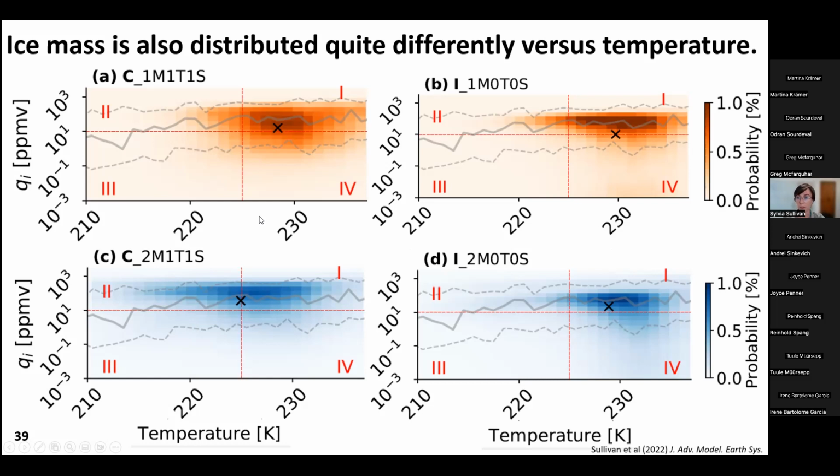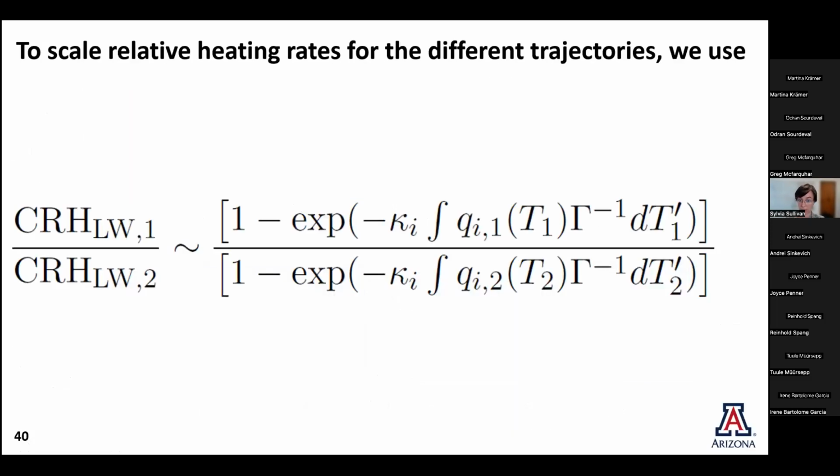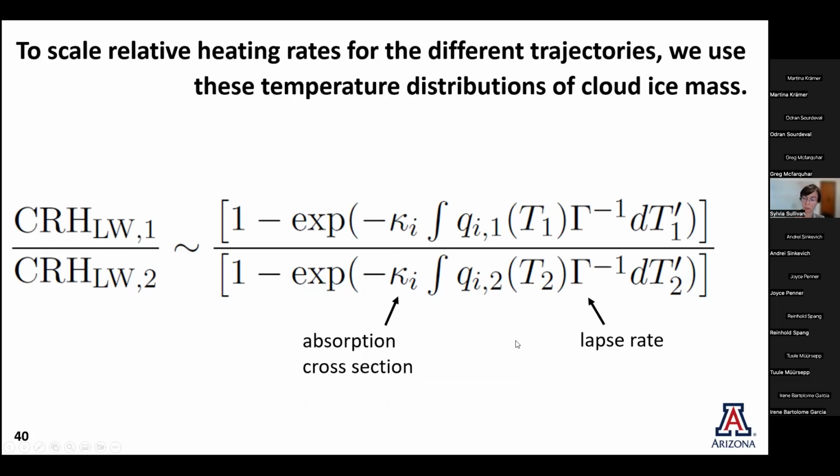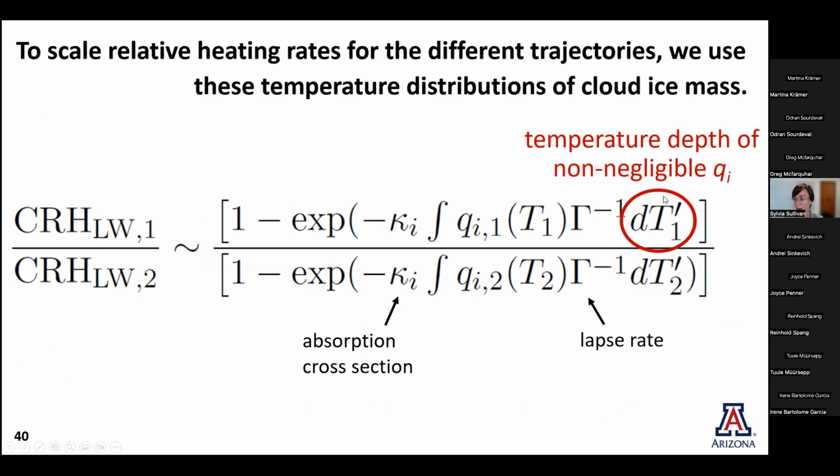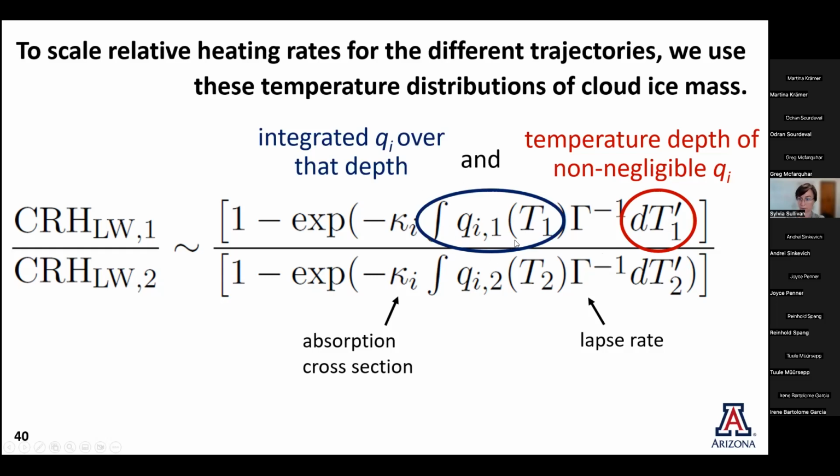So the final thing that we do is to take these kinds of temperature distributions of the ice mass and use them to approximately scale the cloud-radiative heating from these trajectories, in this case in the longwave. So we assume an absorption cross-section and a lapse rate, and then from those temperature distributions of cloud ice mass, we do a fitting where we look at the temperature depth of non-negligible cloud ice mass, as well as the temperature dependence of cloud ice mass within that range. And if we do this kind of approximate scaling, then we get about a factor of 2. So even with the inputs to the microphysics schemes constrained, we can still get a fairly large range in the cloud-radiative heating.